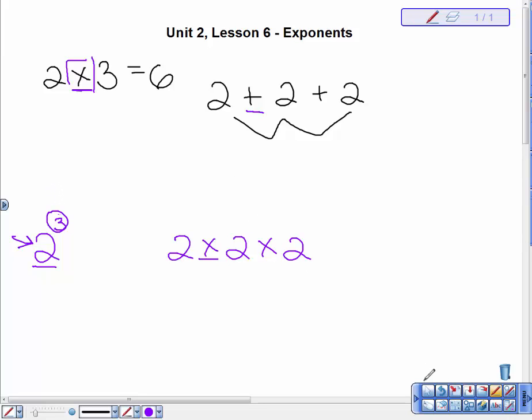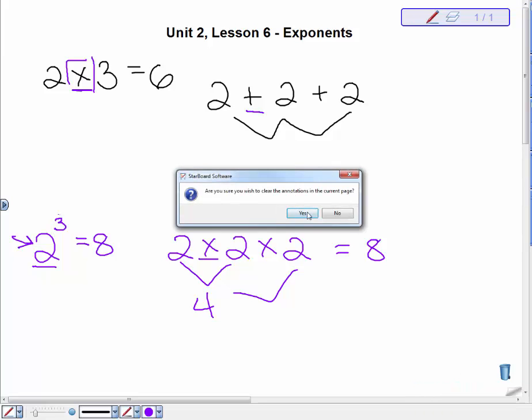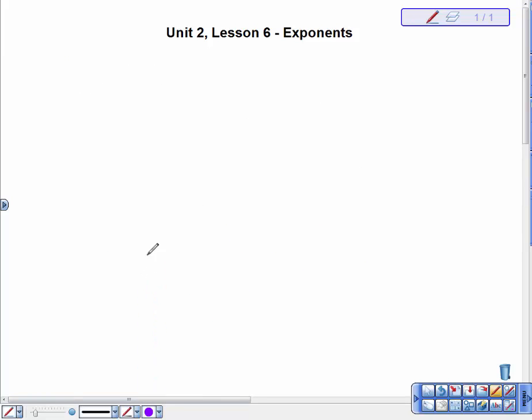So in the case of 2 to the third power, I have 2 times 2, which is 4, 4 times 2, which is 8. So 2 to the third power equals 8. Let's try another one. Let's try 5 to the third power. Now again, I'm not doing 5 times 3. This is a baby little number. Since it's not the same size and it's not written next to it, I'm not doing regular multiplication.